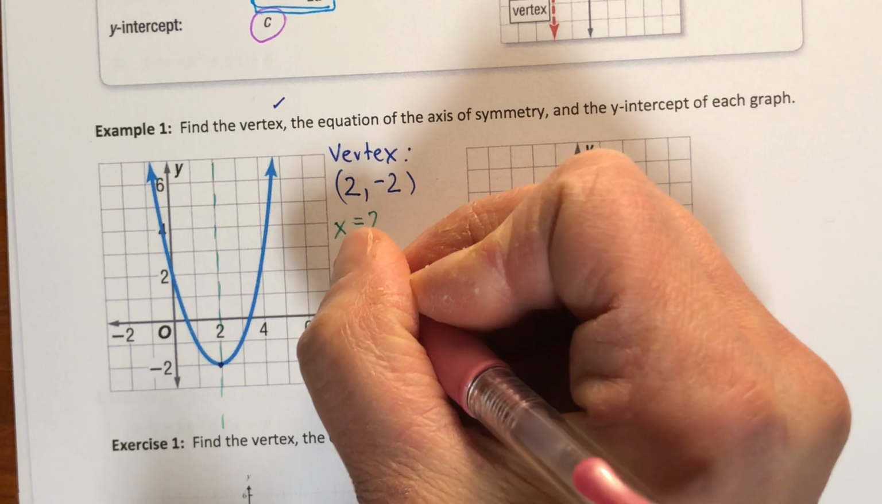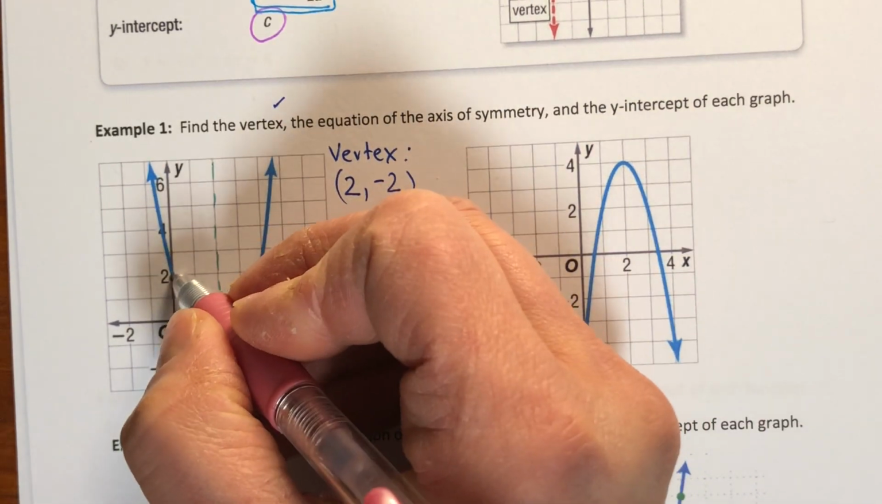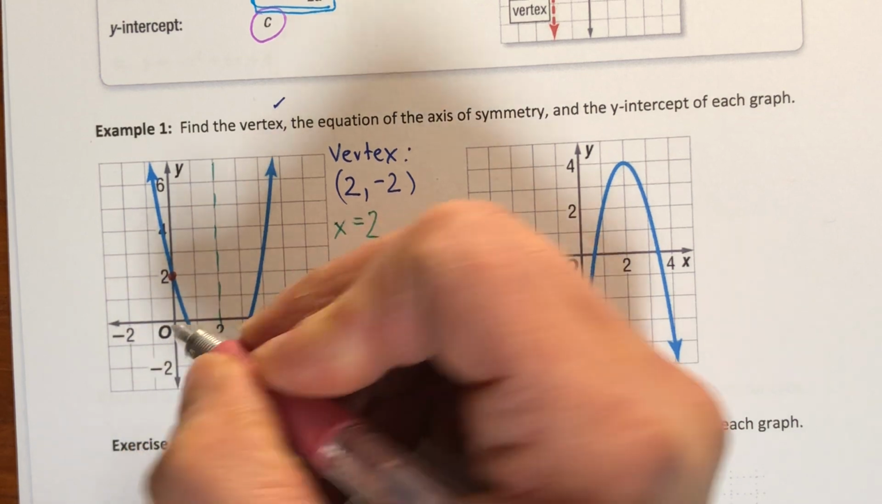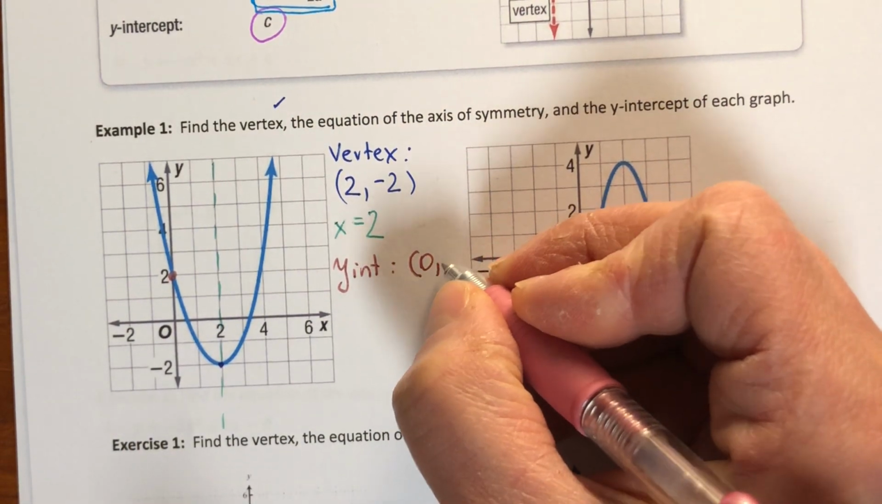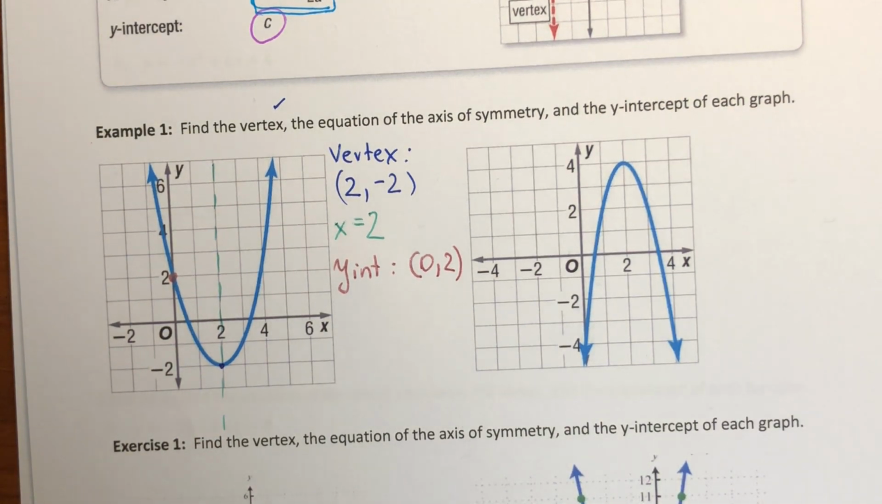Y-intercept, we are going to give a coordinate. It's right in here. We are not moving anywhere on the x-axis, so our x is 0 and then y is 2. And that's all we were asked to find.